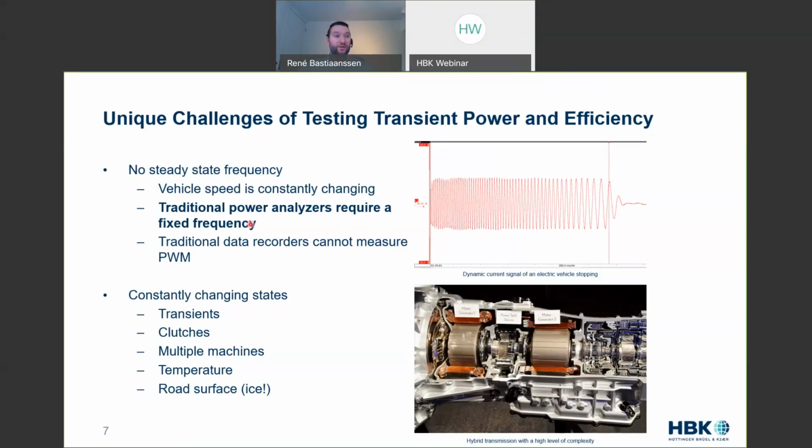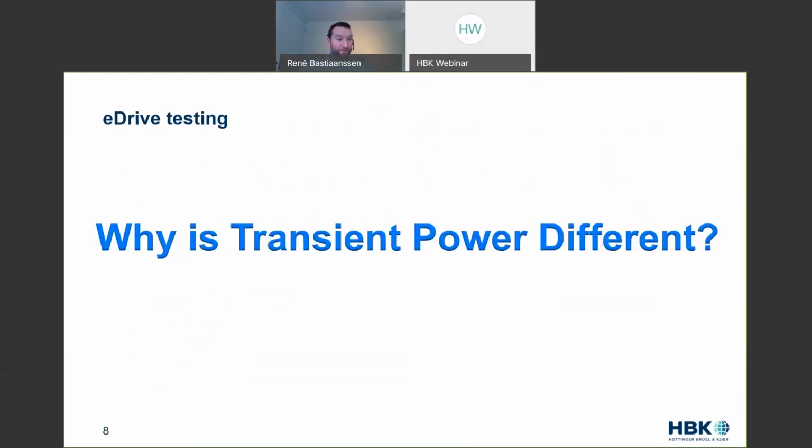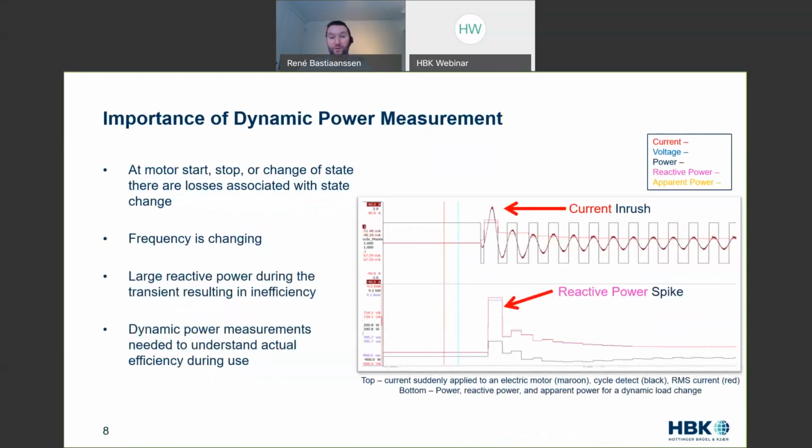In the end, transient power is a bit different. It should not be regarded as a steady state. So why is this different? Let's look at this example of a motor starting up. When we start up this motor, we have a big inrush of current, and this inrush of current results in a big reactive power spike. This reactive power spike in turn results in heating in the machine. It results in losses, so this is additional losses during change of state.